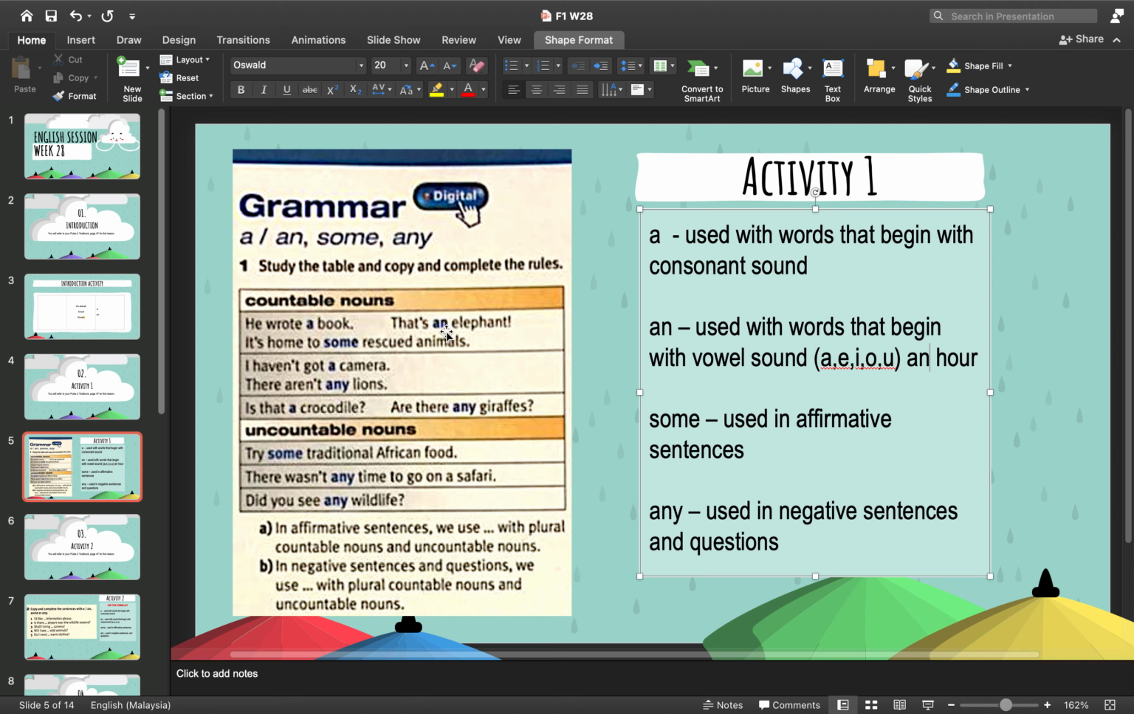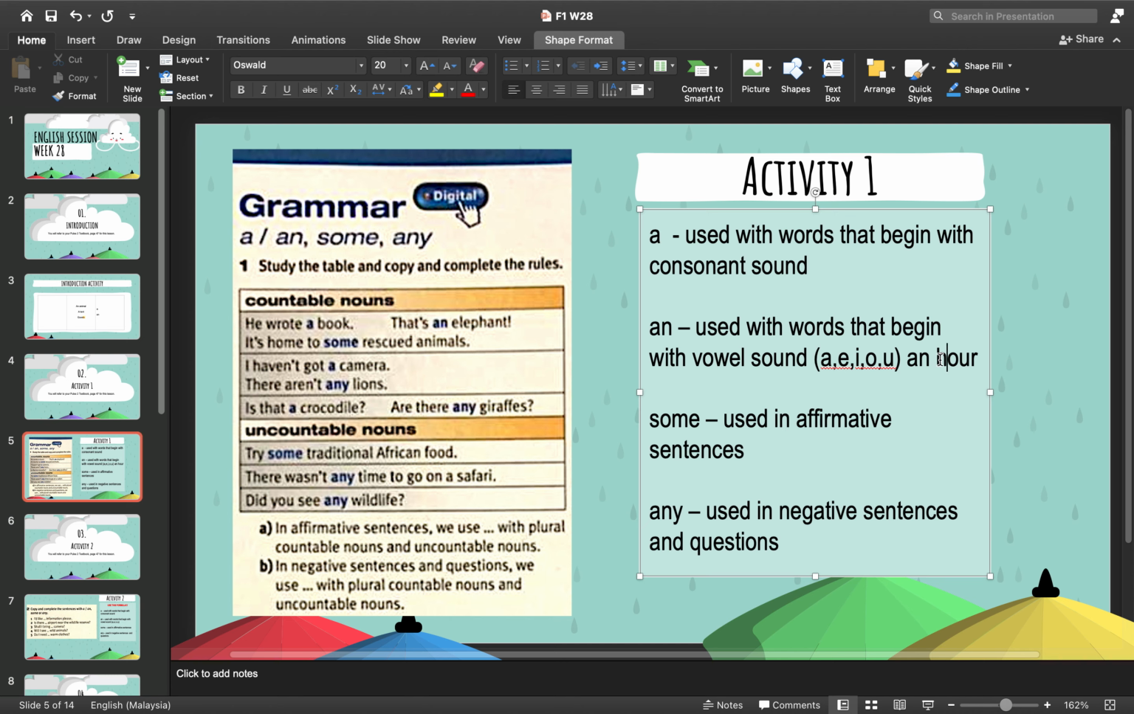Let's have a look at this sample here. That's an elephant. That's an elephant. There's one elephant right there. So we use that's an elephant. Okay, when I say that, we must use the word an with words that begin with the vowel sound. I really mean it. Even though it has the consonant letter at the front of it, if it sounds start with a vowel sound, then you must use the article an.